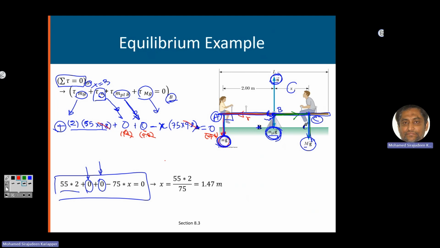So now it's a matter of just, very easy. 2 multiplied by 55. Okay. Minus can go to the other side, become positive. Multiply by 75. So that gives me x is equal to 55 multiplied by 2 divided by 75, which you get this answer. So we found very easily. You don't even have to do the translational equilibrium. This alone is enough to find what distance we should sit in order to bring it to equilibrium.